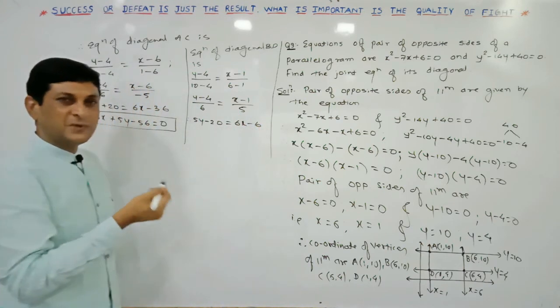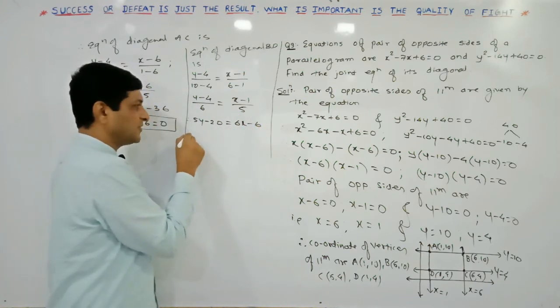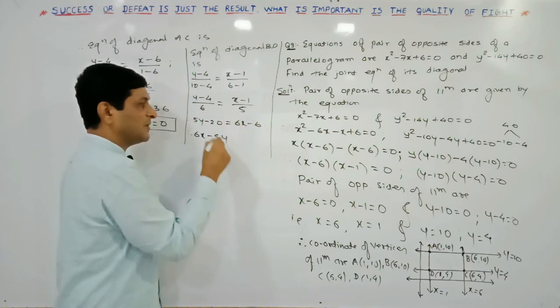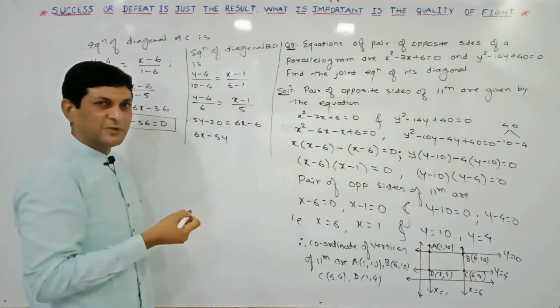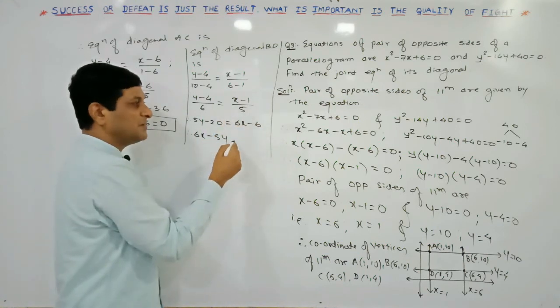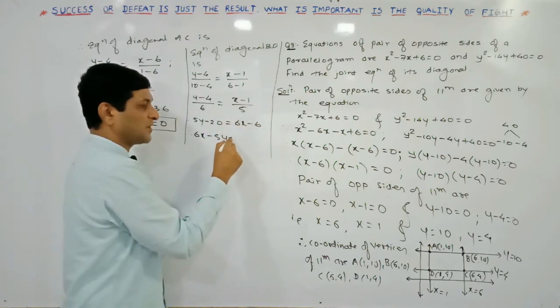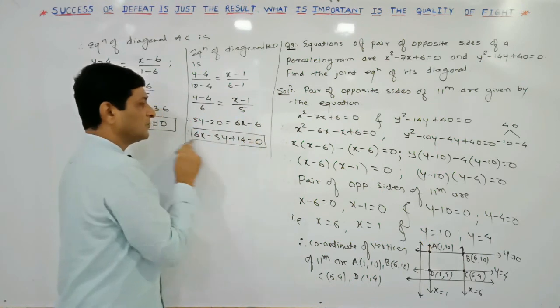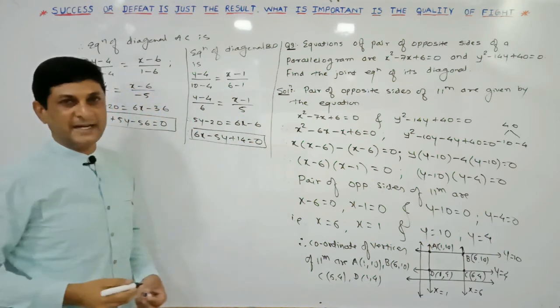Now write down this equation in general form. So therefore 6x minus 5y on this side, and minus 20 on this side will become what? Plus 20. 20 minus 6 will be equal to 14. Plus 14 is equal to 0. In this way we have got the equation of the second diagonal.